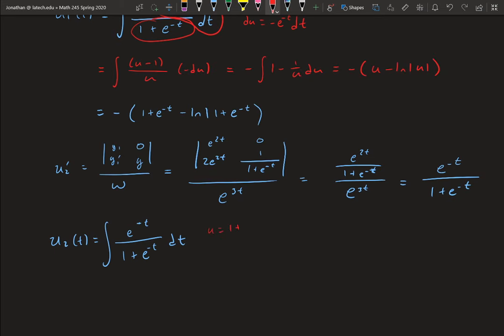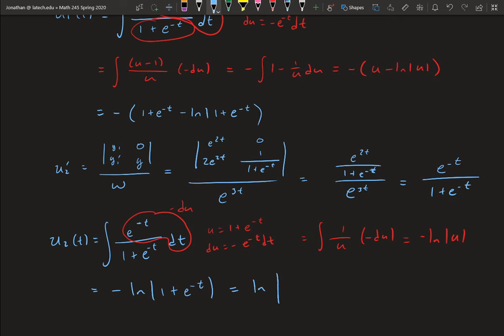U equals 1 plus e to the negative t. And then du equals negative e to the negative t dt. So this is going to be negative du. So this will be the integral of 1 over u times negative du, which is negative natural log absolute value of u. And we can write that as negative natural log absolute value of 1 plus e to the negative t. And we could use log rules to say that's natural log of 1 over 1 plus e to the negative t.